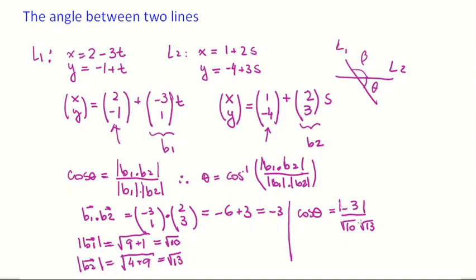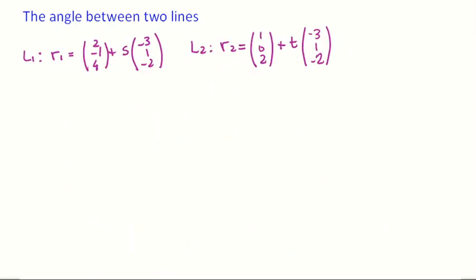Okay, so if we do this, that's 3 over root of 10 multiplied by root of 13. So you would have a cosine of theta of approximately 0.2631. Okay, and then if you extract your angle, you would have an angle of approximately, up to 3 significant figures, 74.7 degrees, which would be approximately 1.30 radians. And yeah, that's it. So this is the angle between those two lines.